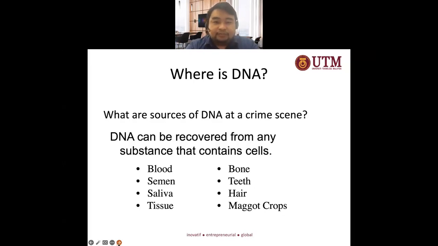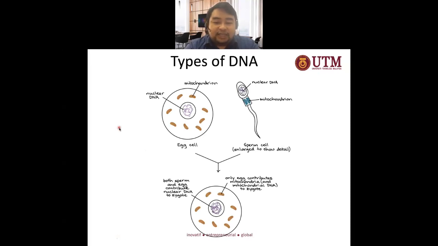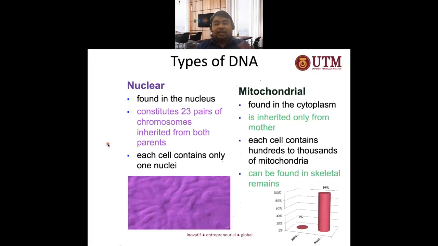Types of DNA. There are two types of DNA: nuclear DNA, which, as its name says, is inside the nucleus. There is also mitochondrial DNA, which can be found inside the mitochondria. So where is the mitochondria located? It is inside the cytoplasm.